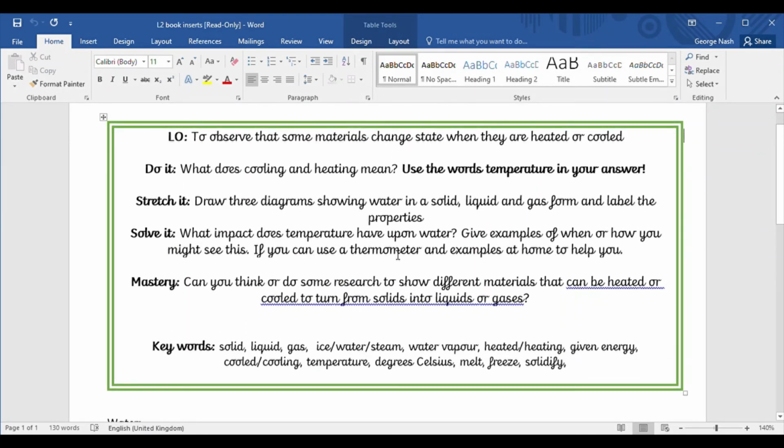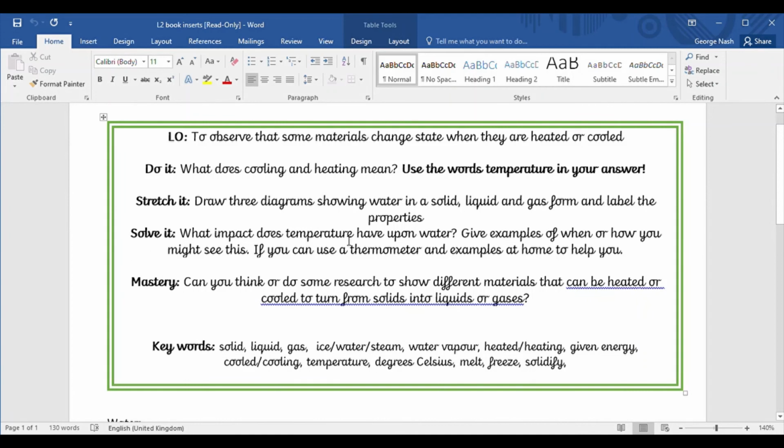Solve it. What impact does temperature have upon water? Give examples of when or how you might see this. If you can, use a thermometer and examples at home to help you. So think about how temperature affects water. You're going to need to use those words cooling or heating, definitely.